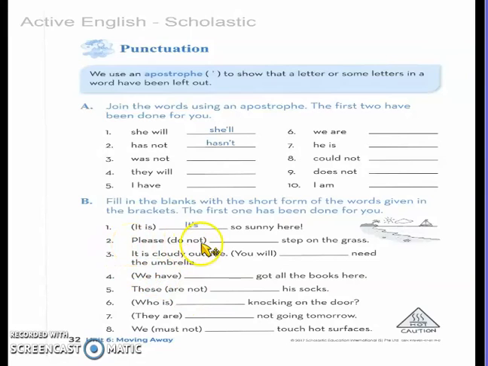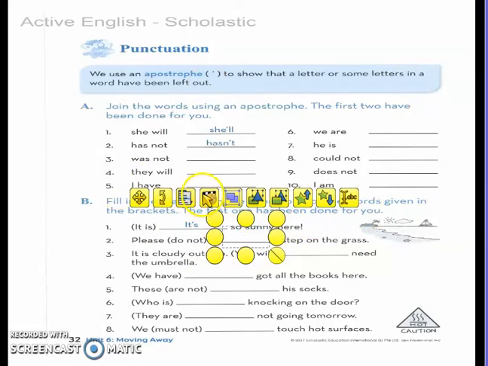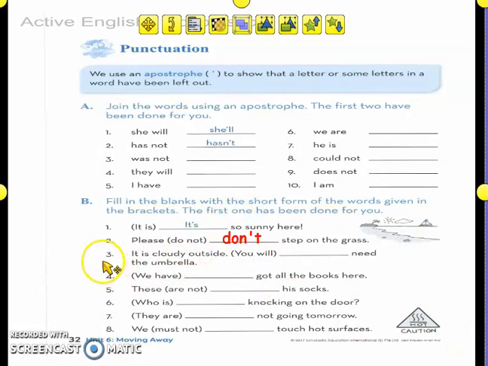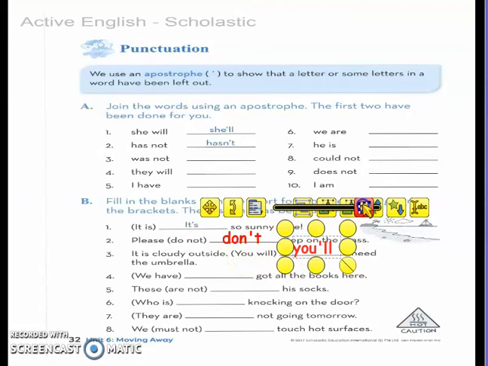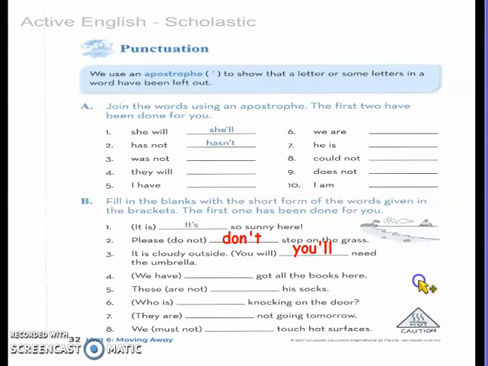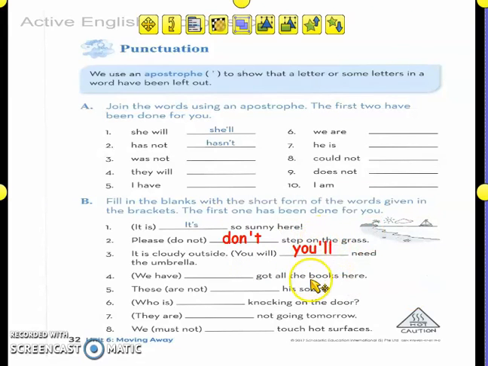What is the number 2? Please do not step on the grass. Do not step on the grass. Don't, excellent, don't, and we use the apostrophe instead of the missing letters. Number 3. It is cloudy outside. You will need the umbrella. The short form of you will is you'll. And here we have the apostrophe.